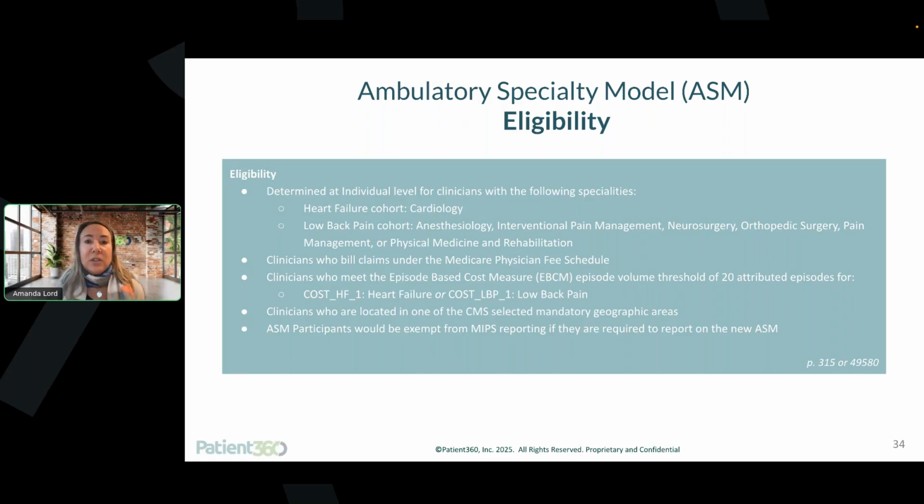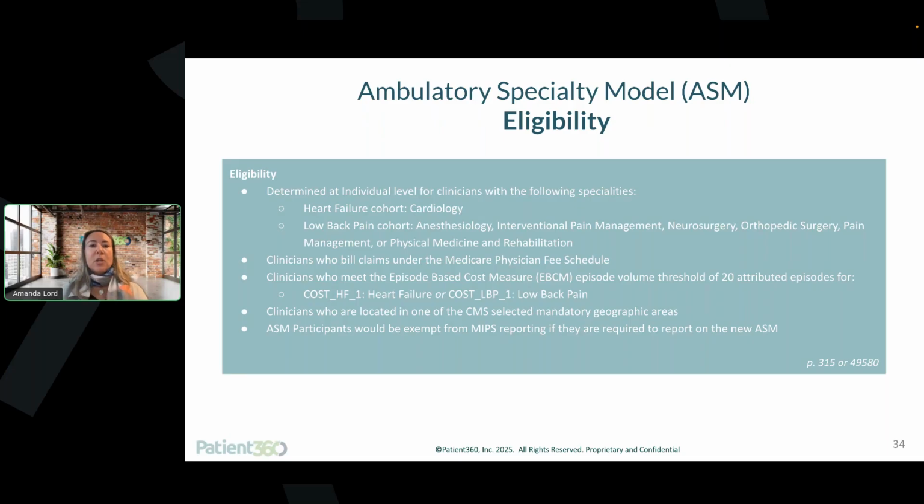And here's what CMS directly states. We are finalizing our proposal to produce a preliminary list of ASM participants using 2024 data for the 2027 ASM performance year, 2029 ASM payment year. So payment adjustments, it's still that 2-year lag. We'll cover that in a minute. Using applicable data from the 2025 calendar year as proposed. We are also finalizing as proposed to reassess clinicians for ASM participation annually rather than use a fixed list of ASM participants for all ASM performance years.